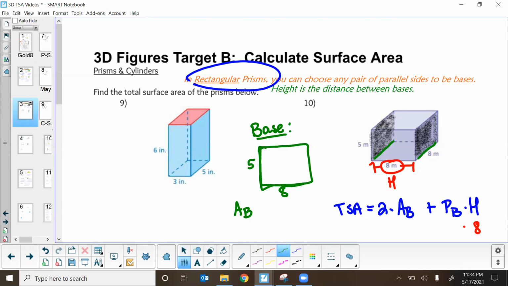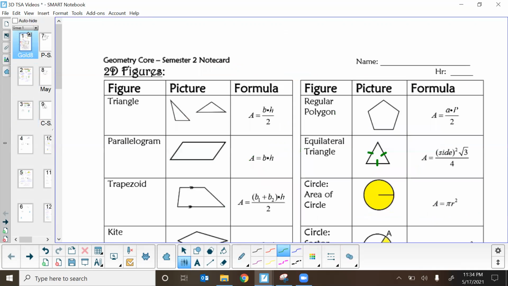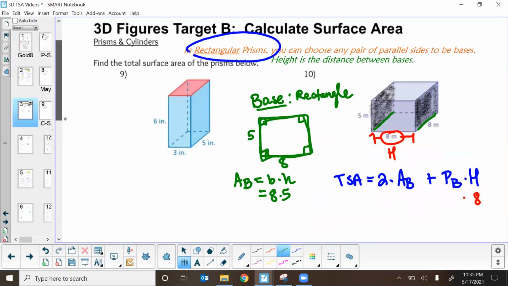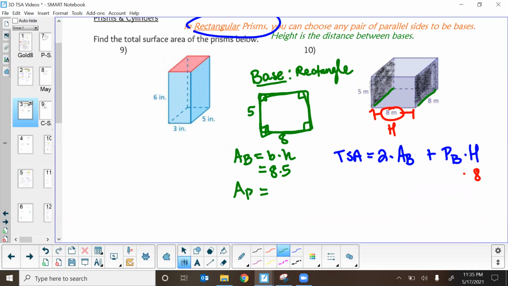So I'm really just looking at this shape to decide what the area and the perimeter are. You know that the base is a rectangle, so you can go back to your 2D figures and find the area of a rectangle. Remember, a rectangle is a kind of parallelogram. The area is base times height, little b times little h. So that is going to be my 8 times 5, because they have to meet at a right angle. So the area of the base is 40. That's going into my formula.